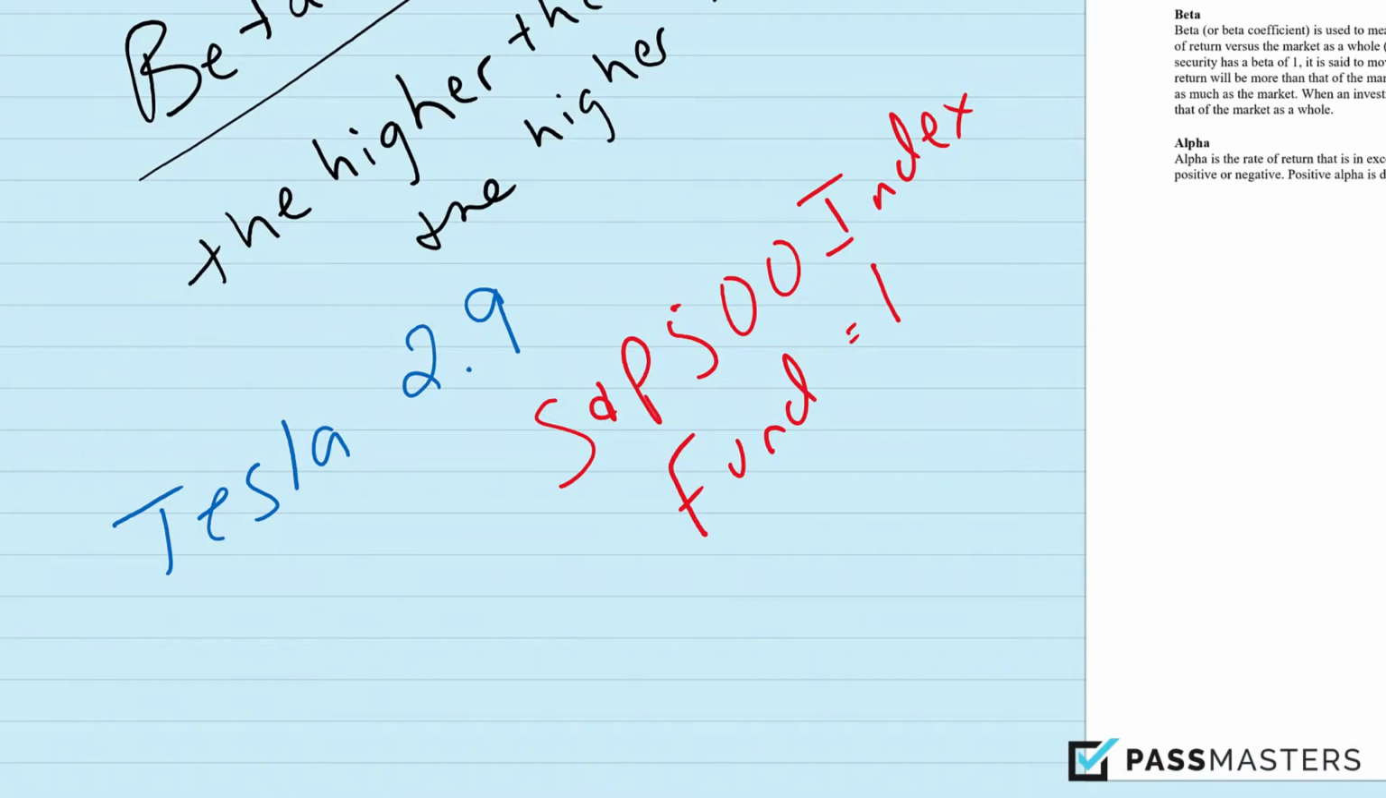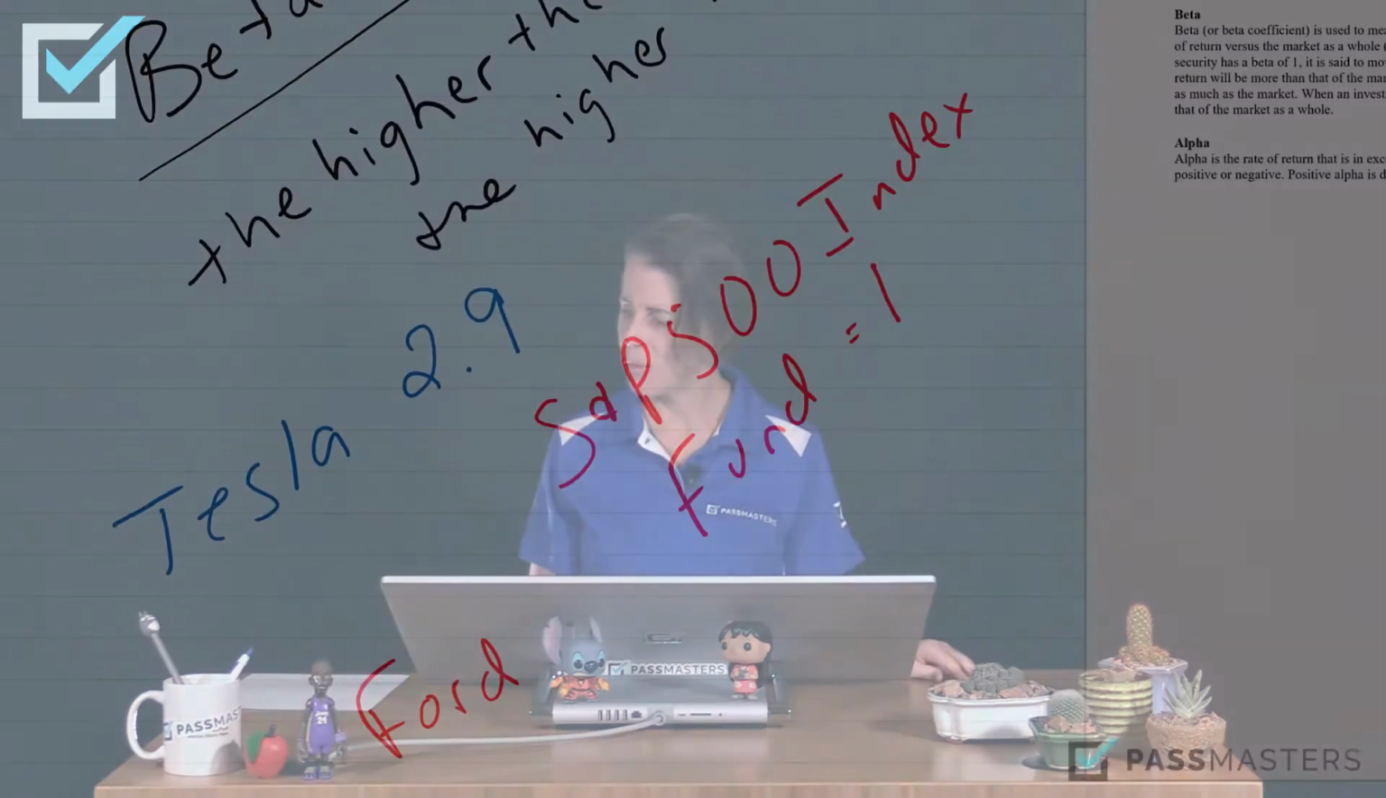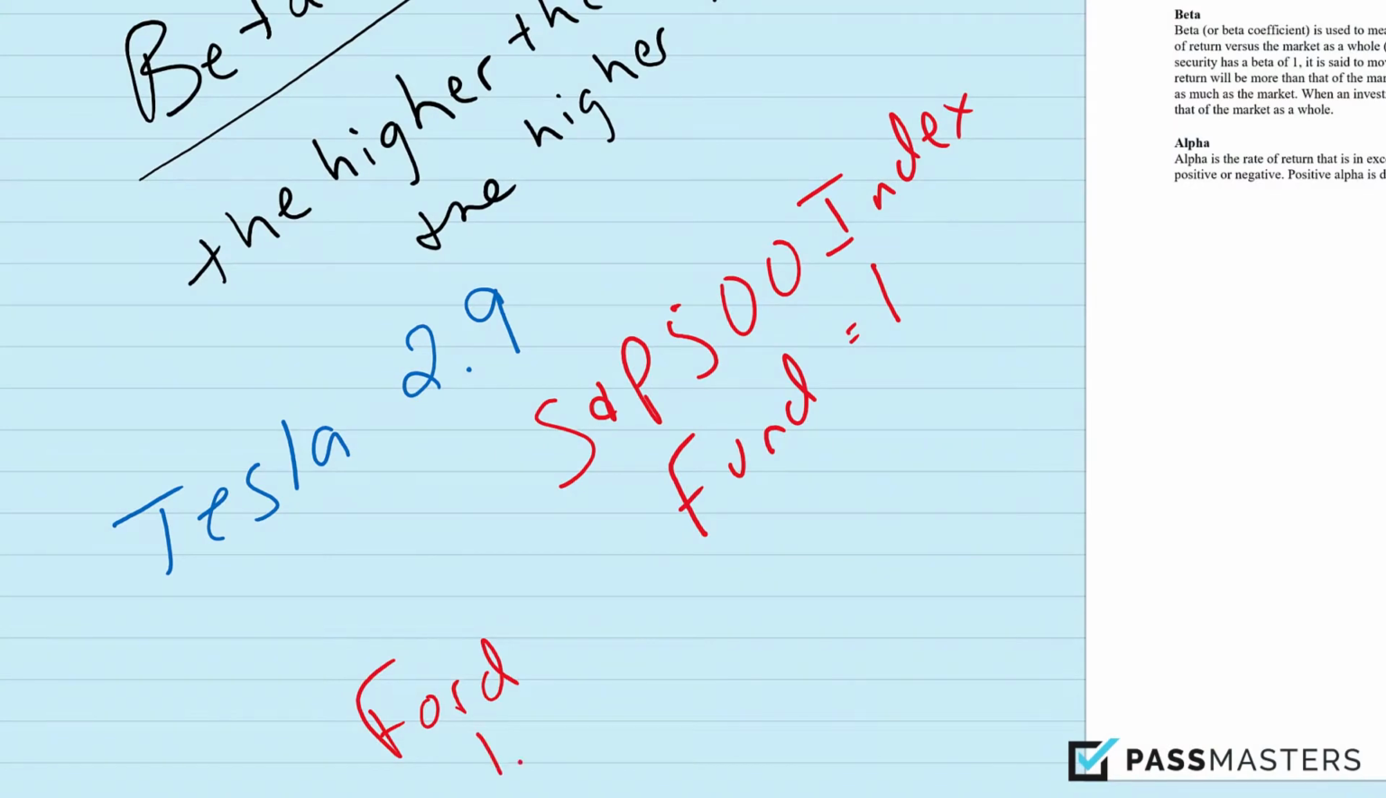Ford. Now when I say Ford, what do you think? Do you think risky like Tesla? Do you think moves with the market like the S&P 500? You can kind of guess. Ford's beta is 1.28, so slightly more variable than the market as a whole.